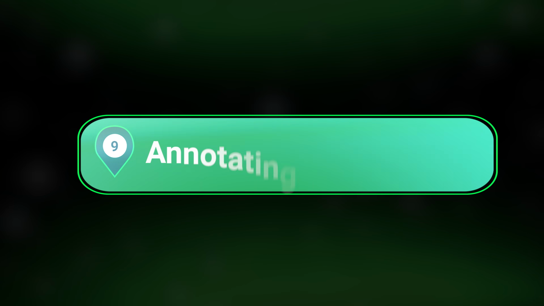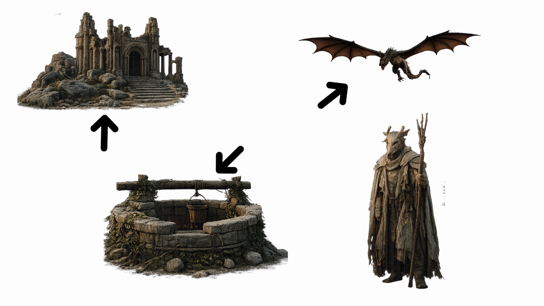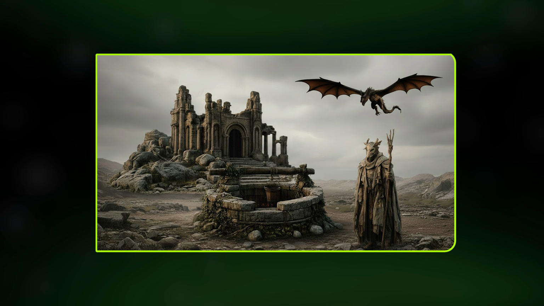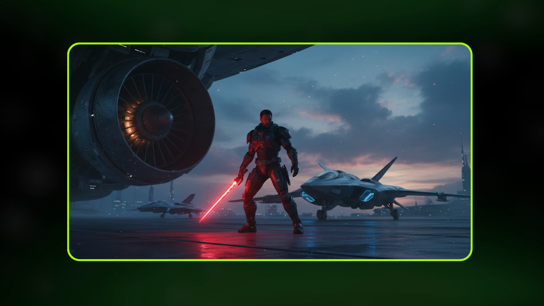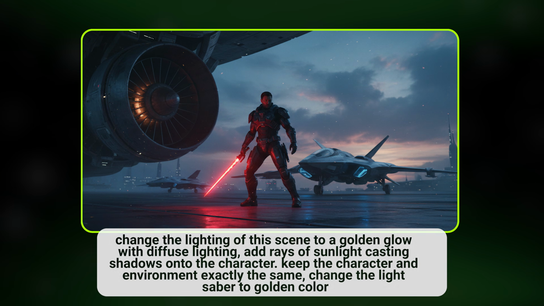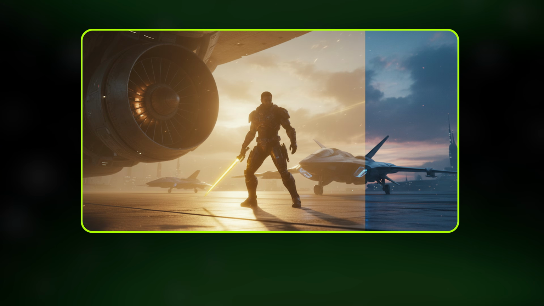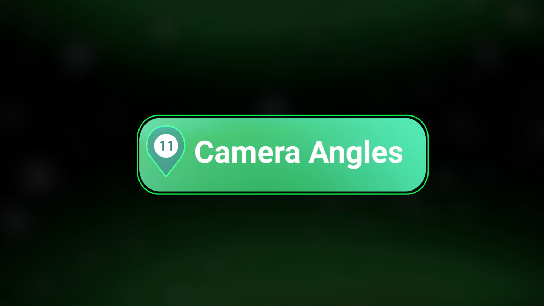Tip number 9, annotating with images. Take it further by adding actual image references along with annotations. This gives even more control over the final result. Tip number 10, changing lighting. You can completely transform the mood by prompting different lighting styles like golden hour, soft lighting, or vivid colors while keeping the scene intact.